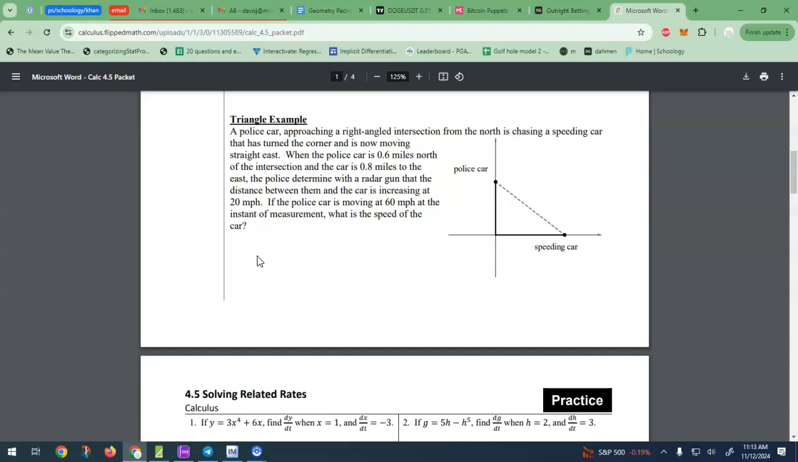What's the label on that? Miles per hour. That's a rate, right? That's dx/dt. That's a rate. That's miles per hour. It's not even speeding.